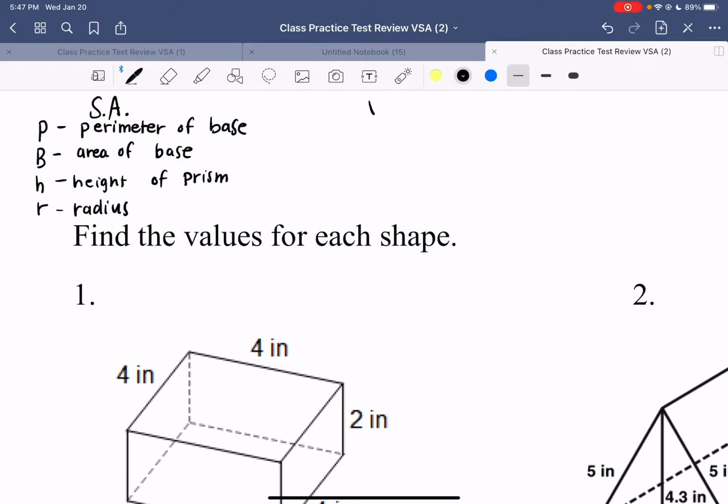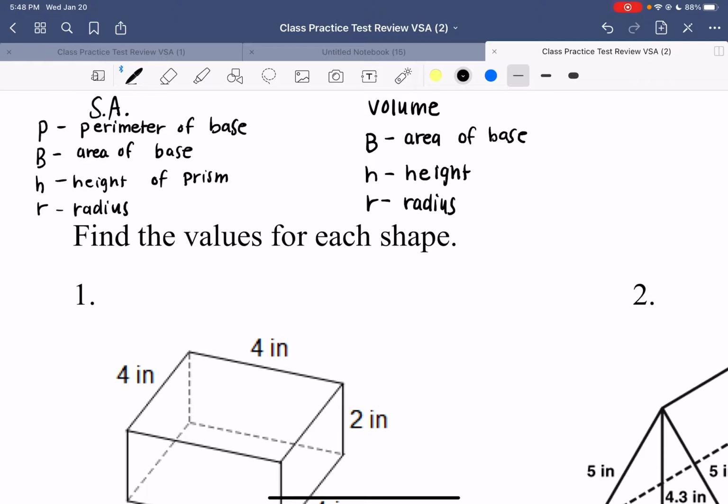So then we also have volume that we've looked at and will be on the test. In our volume formulas, we have capital B's and H's. Capital B is going to be the area of the base, and the H is the height of the object, okay? And then we also have R, which is the radius of the object. So just a reminder, these are the things that need to be inputted for our formulas.